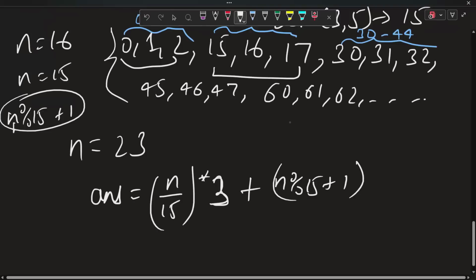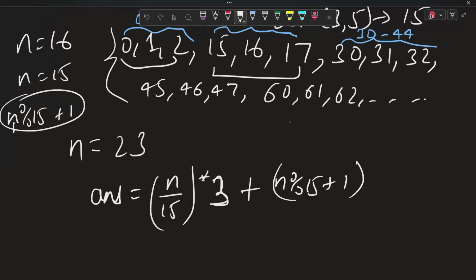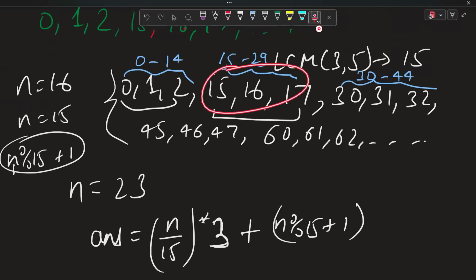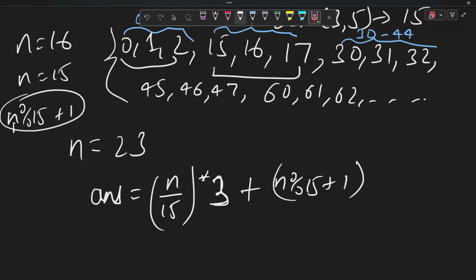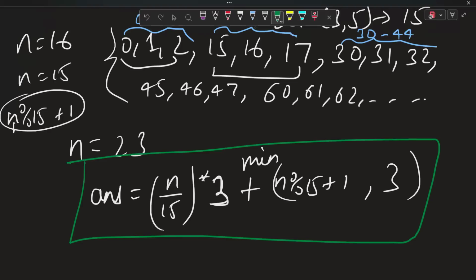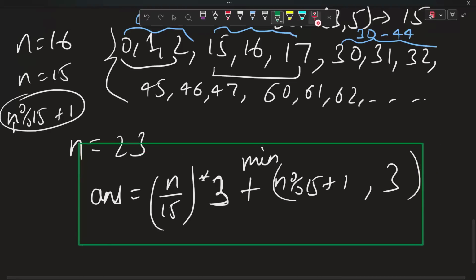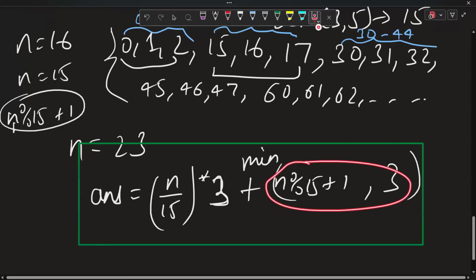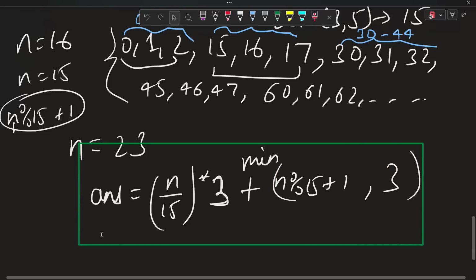If there are more than three numbers, then only 3 would get added. After 15, 16, 17, if n is 18, then n modulo 15 plus 1 would be 4, but you would only add plus 3. So you can say this is the minimum of either this or 3. I can write my final answer like this. I hope you understood how I got this. So in O of 1, you can compute your answer using this formula: n by 15 into 3 plus minimum of n mod 15 plus 1 or 3. I hope this is completely clear to you.